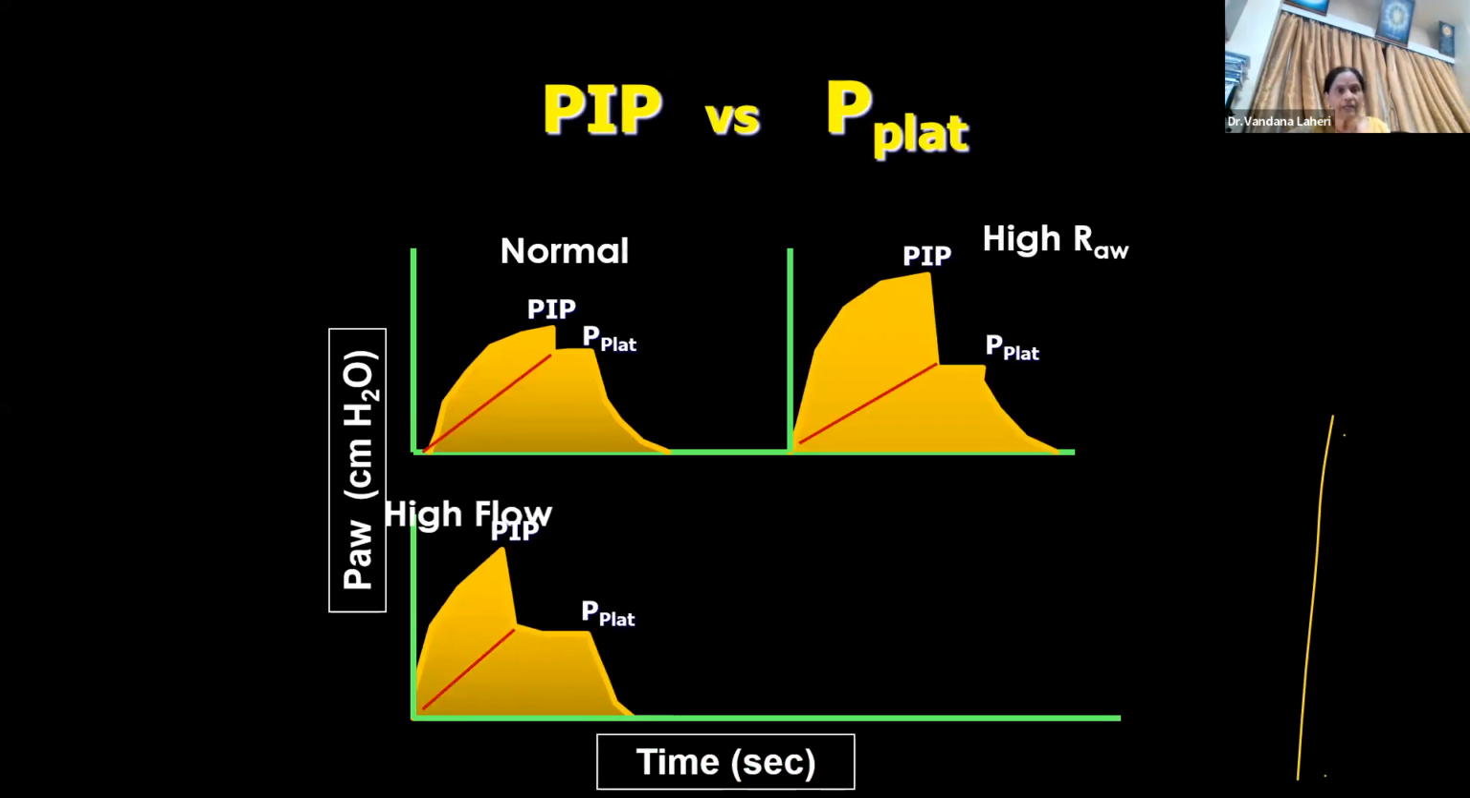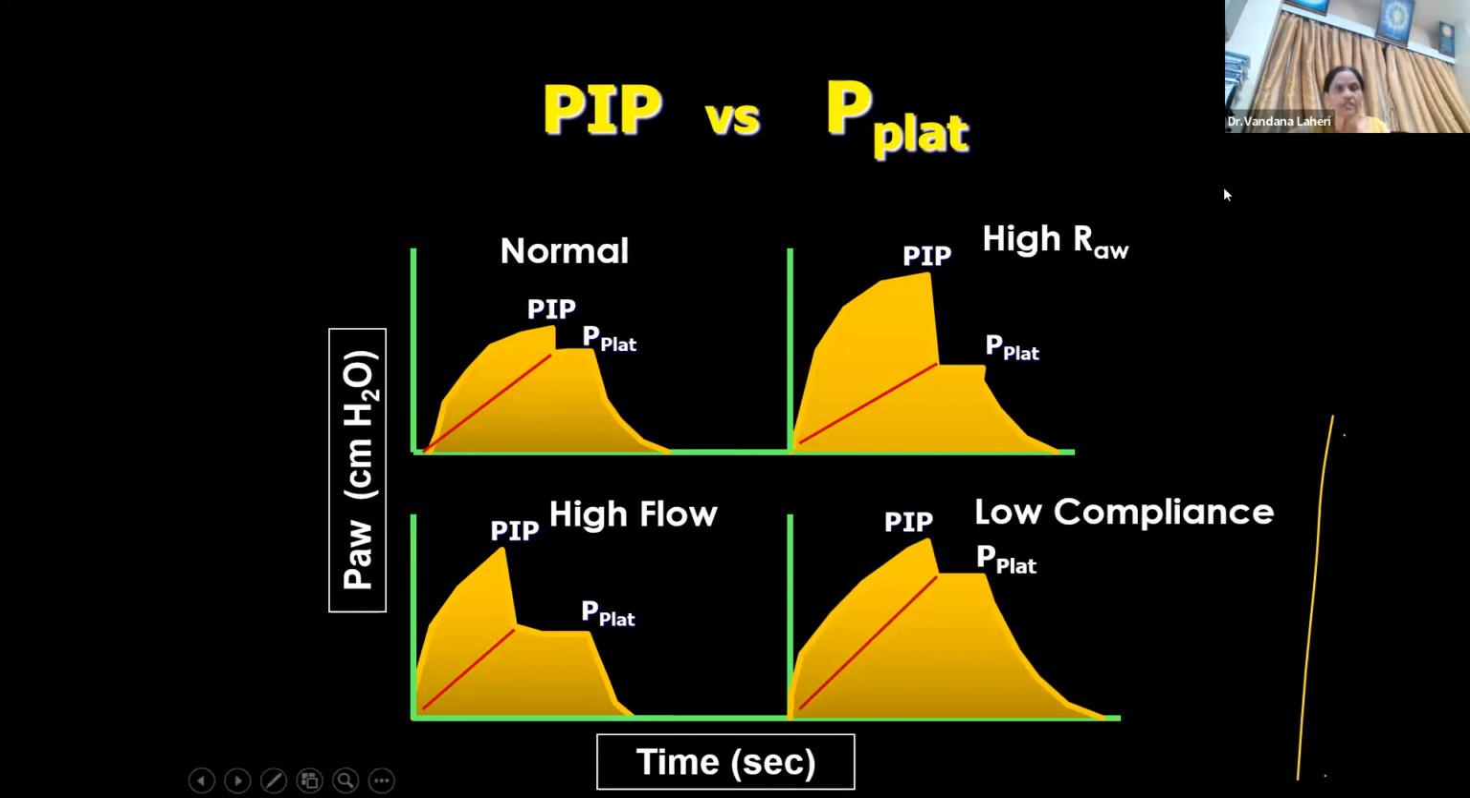So here are all your 4 graphs, okay, which I have shown. You can take a screenshot of this. This is normal. This is increased airway resistance. This is increased inspiratory flow. And this is low compliance.